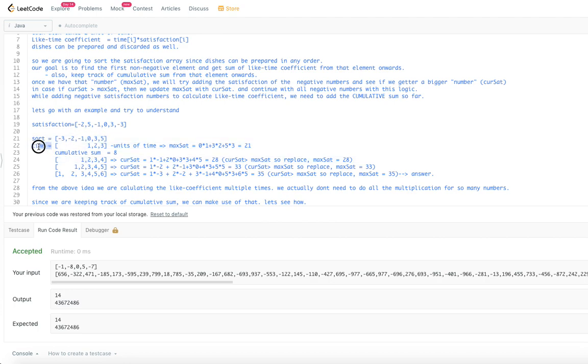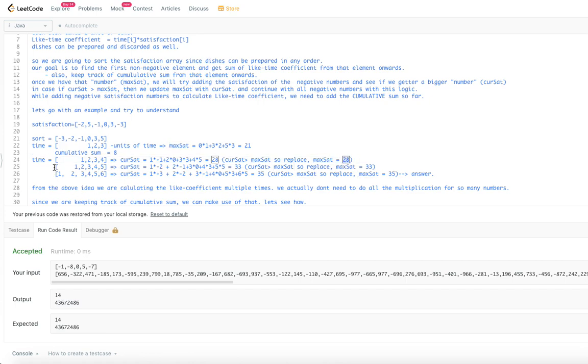So my time array will be 4 now. My time array will be 4, right: 1, 2, 3, 4. Now I will be multiplying 1 with minus 1, 2 with 0, 3 with 3, 4 with 5. If I do that, it will be 28. So 28, I am calling this the current satisfaction. Is it greater than the max satisfaction? What is the max satisfaction? This is one, right? 21. Yes, it is. 28 is greater than 21. So replace the max satisfaction. Now max satisfaction will become 28, right?